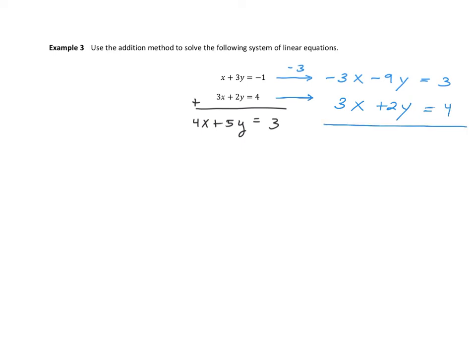Now if we add the two equations together, we do get 0x, which is perfect. I'm not going to write it. And when we add the y's together, we get negative 7y. On the right side of the equation, we get a positive 7. So we just figured out that negative 7y is equal to 7. Sometimes a setup move will be necessary if you want to use the addition method.